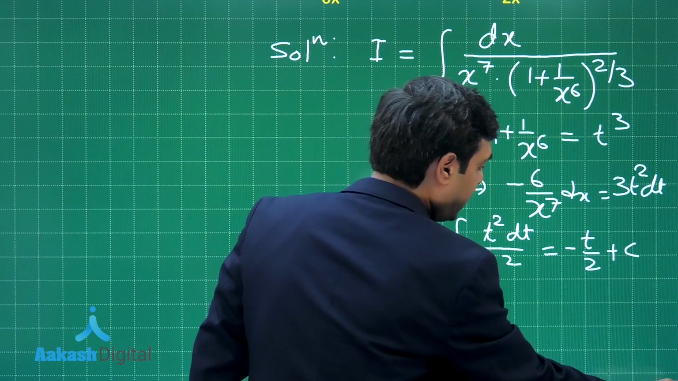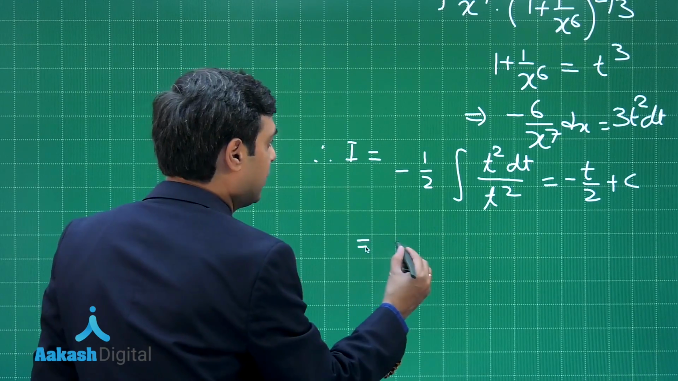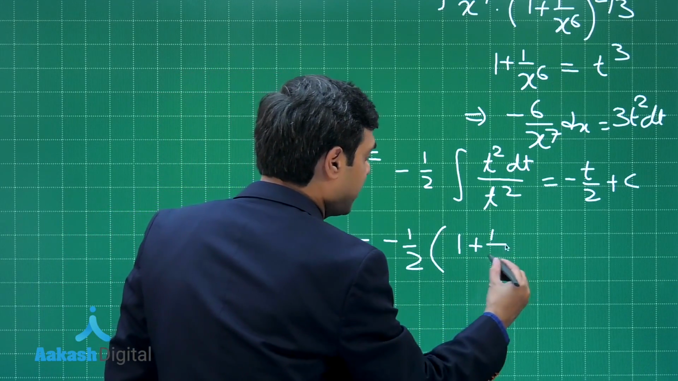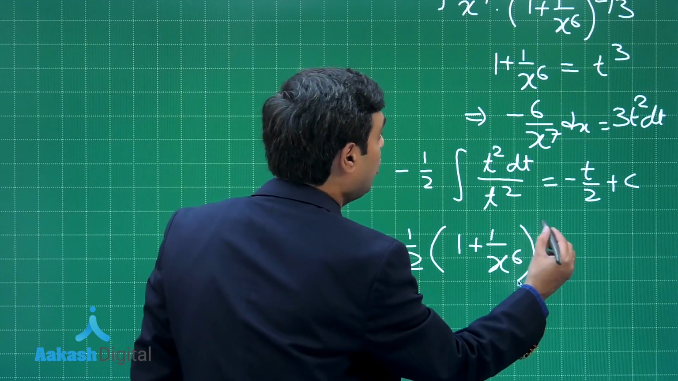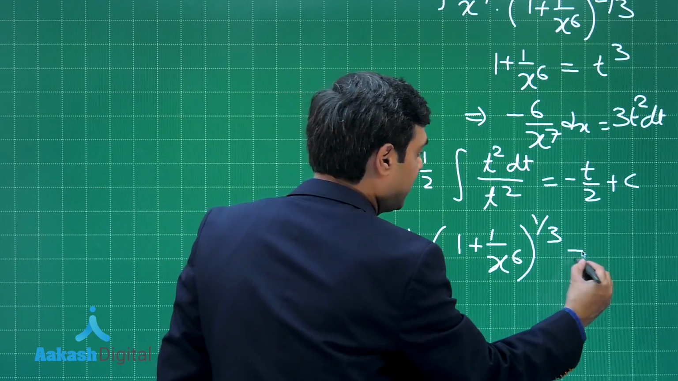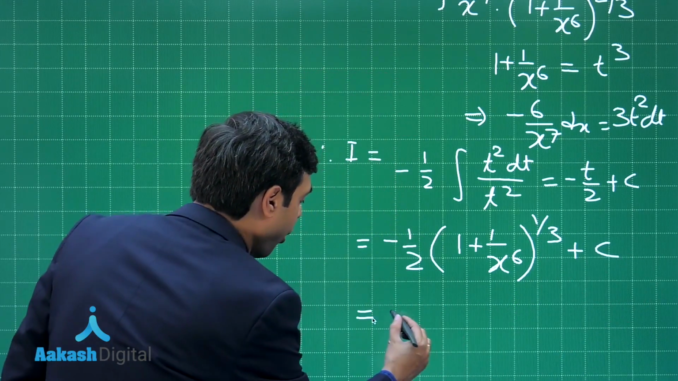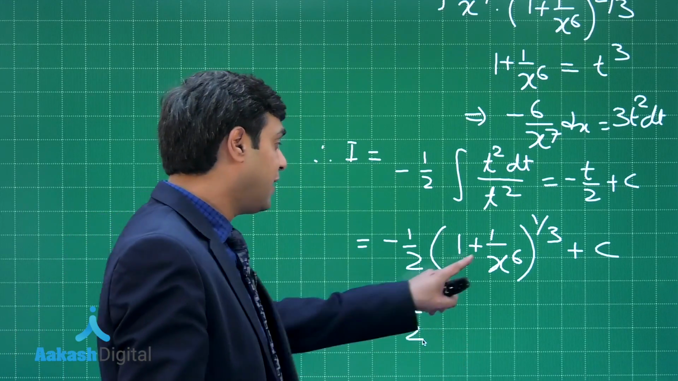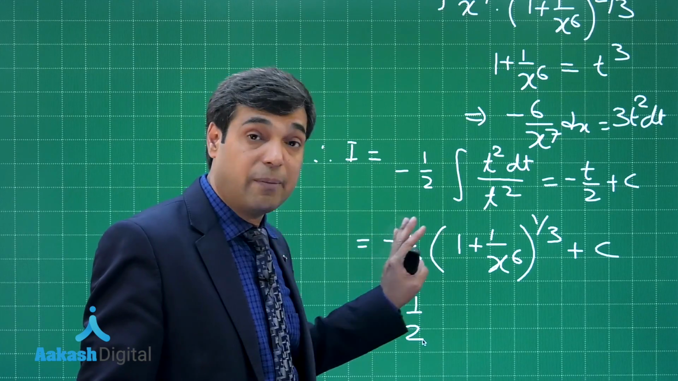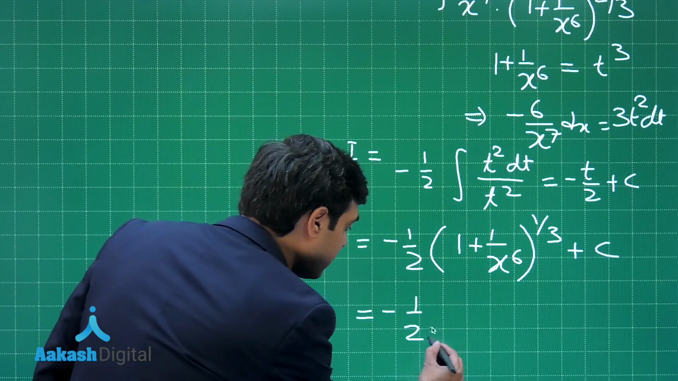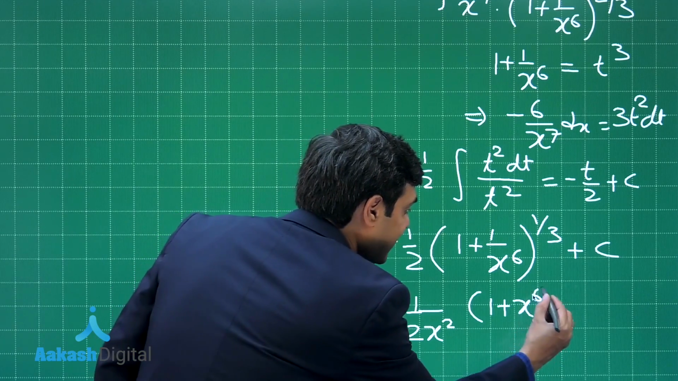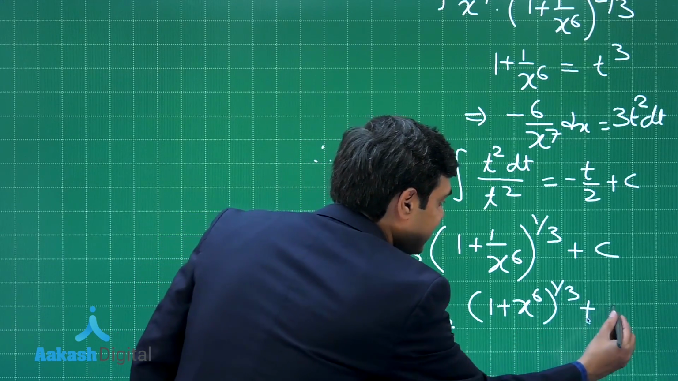Let's write the value for t. So here we have minus half multiplied with (1 plus 1 by x^6) whole to the power 1 by 3 plus constant of integration, or minus 1 upon 2. We can see here x^6, if we take LCM, it will come out as x square multiplied with (1 plus x^6) whole to the power 1 by 3 plus c.